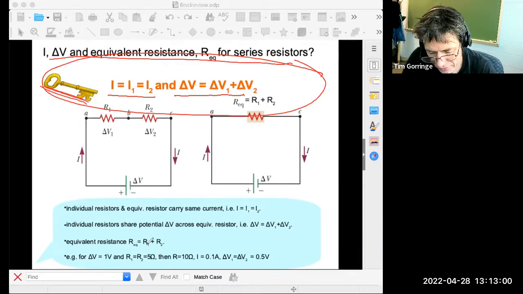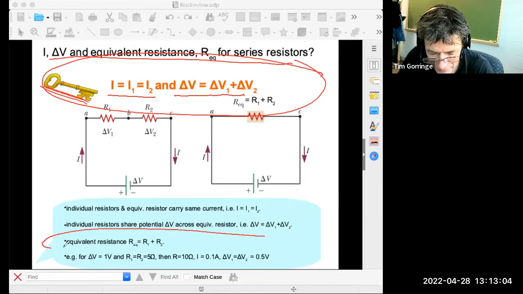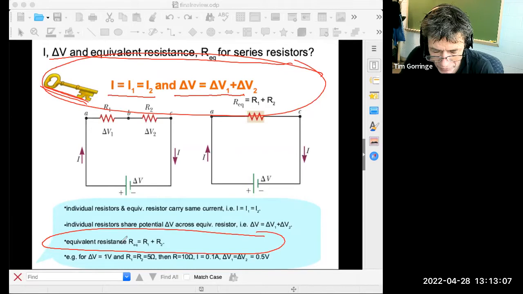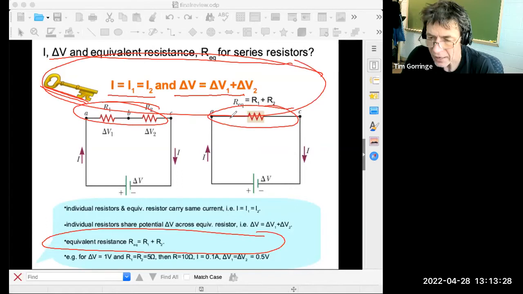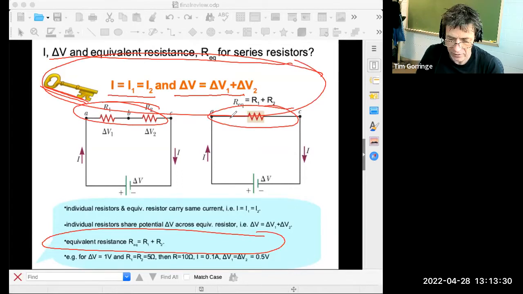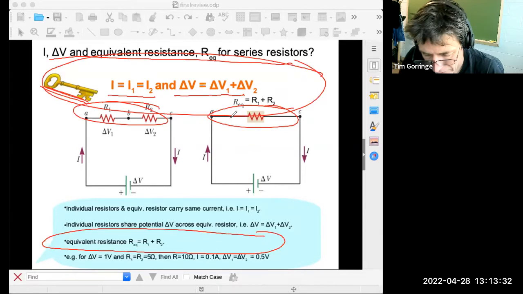Here's a couple of facts that emerge from that. The most important one really is that the equivalent resistance of the equivalent resistor is just the sum of the resistances of the individual resistors. This equation allows you to replace this pair of resistors in this circuit with this single resistor in this circuit. And that's in general how we analyze circuits. And so that's resistors in series.